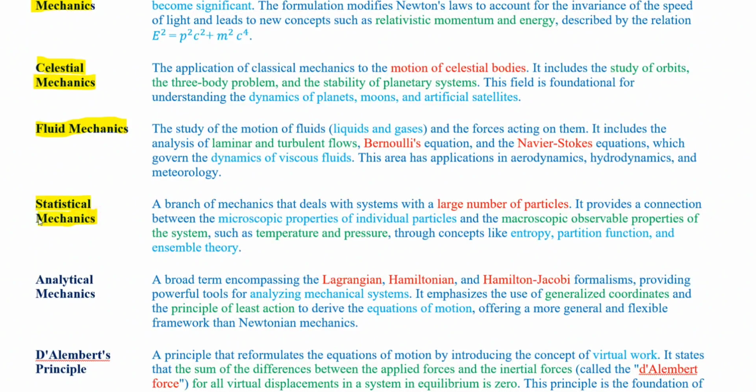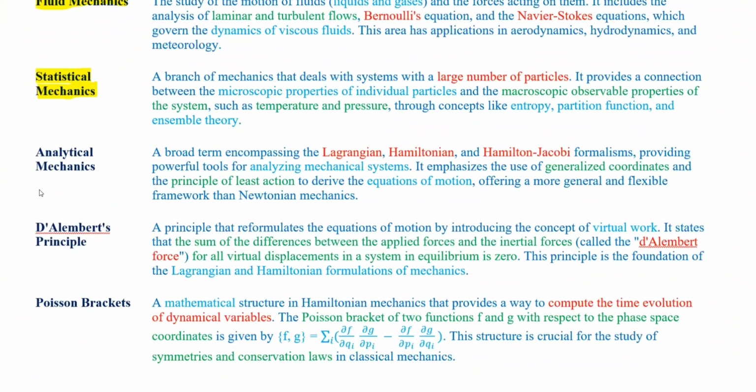Statistical mechanics. Statistical mechanics deals with systems containing a large number of particles, linking microscopic properties to macroscopic observables. The core concepts are entropy, partition function, and ensemble theory, which provide connections between individual particles and system-wide properties like temperature and pressure.